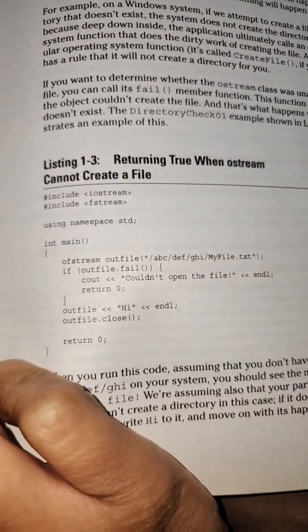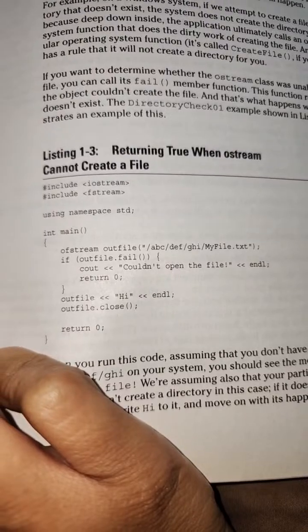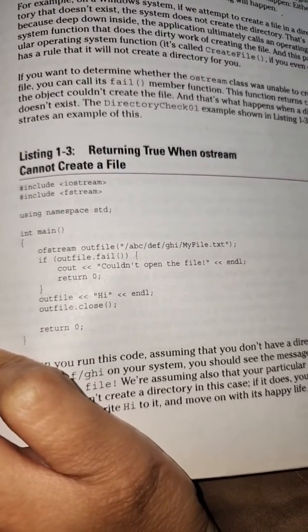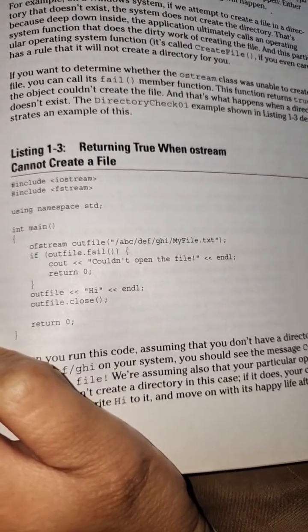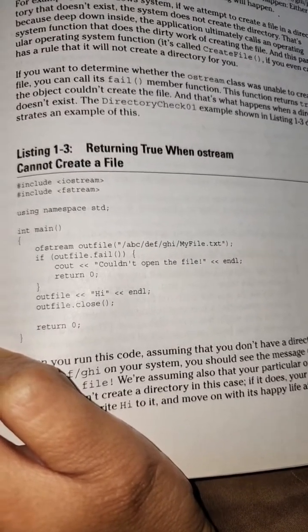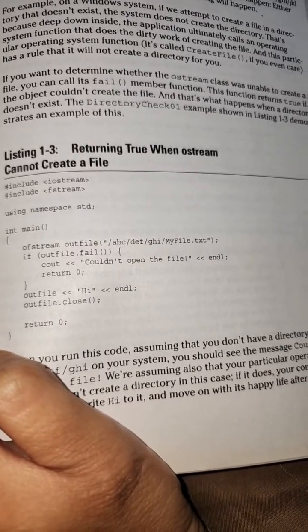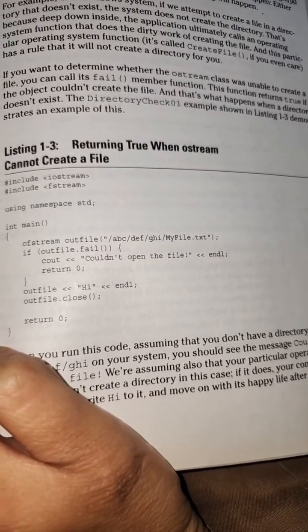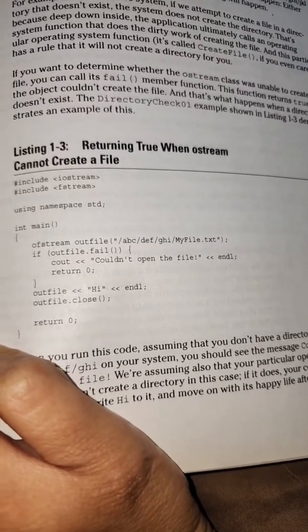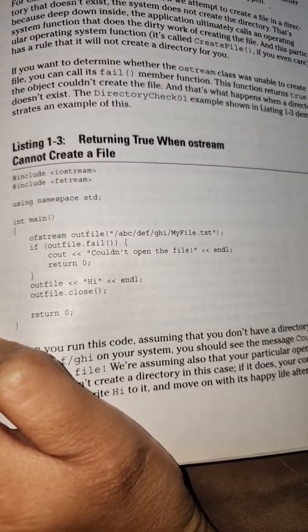As I conclude: #include <iostream>, #include <fstream>, using namespace std. ofstream outFile("/abc/def/ghi/myfile.txt"); if (outFile.fail()) { cout << "Couldn't open the file." << endl; return 0; } outFile << "Hi" << endl; outFile.close(); return 0.